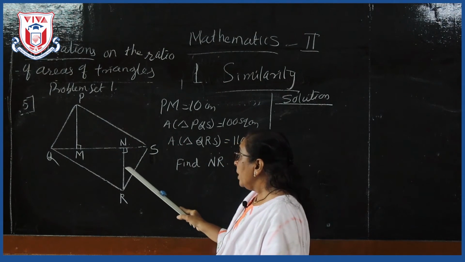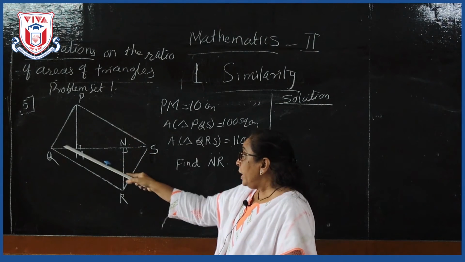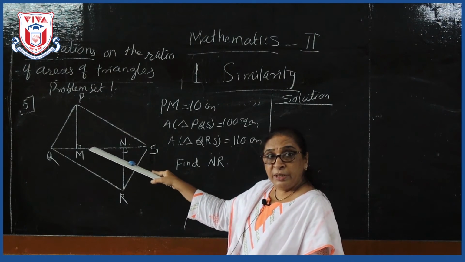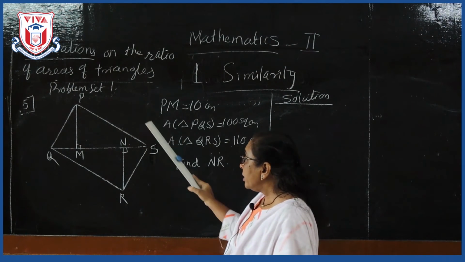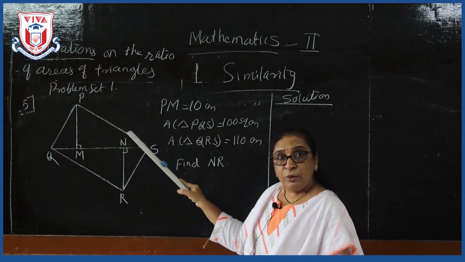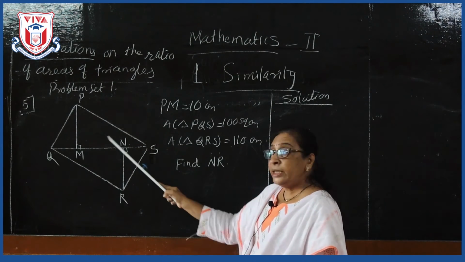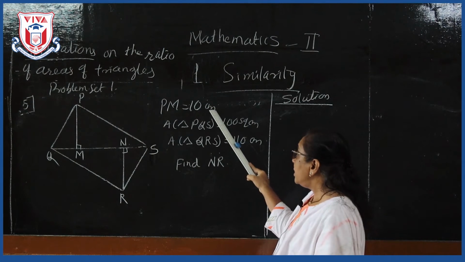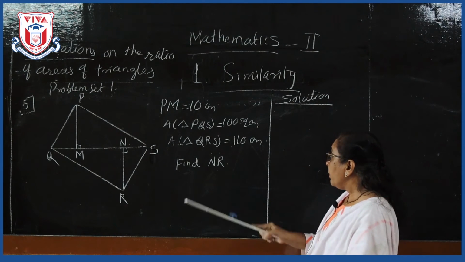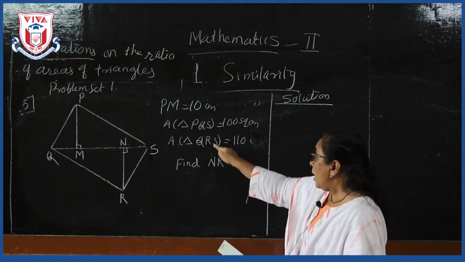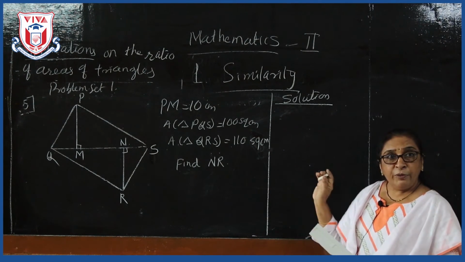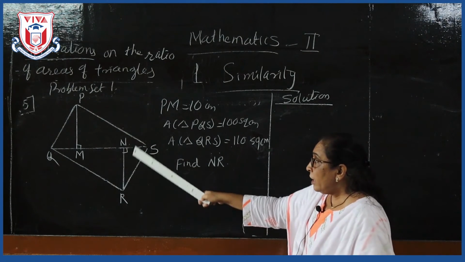Fifth example. See in this figure, triangle PQS and triangle QRS are joined with each other, that means they are having common base QS. PM is perpendicular to QS, RN is perpendicular to QS. That means heights are different. Here PM is 10 centimeter. Area of triangle PQS is 100 square centimeter. Area of triangle QRS is 110 square centimeter. And we have to find NR, means the other height.